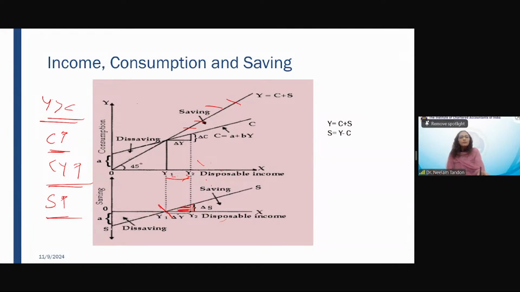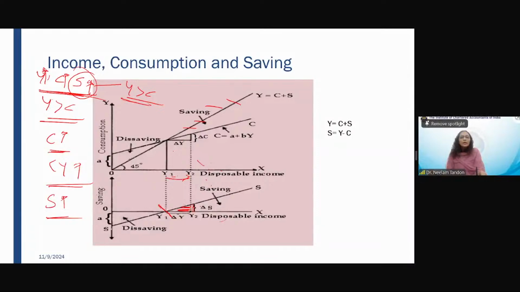So what is the relationship here? Three components, three variables are interrelated: income, consumption, and savings. If income is increasing, consumption is increasing. At the same time, savings is increasing. But savings will only increase when income is greater than consumption. Okay, so here savings will increase because यहाँ पे consumption.